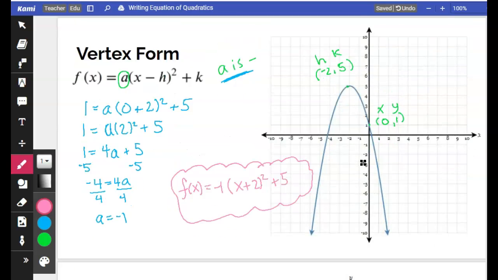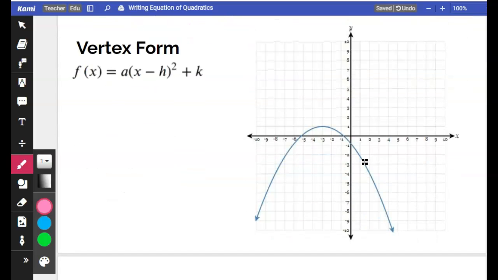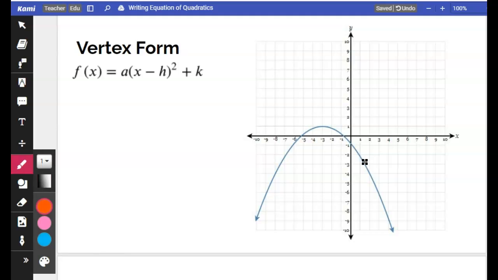All right, one more in vertex form, and then we'll do intercept form. Again, I encourage you to pause the video, try it on your own, and then come back. All right, let's see here. I've got my vertex staring at me right here, negative 3, 1. That's my h, k. I'll use the y-intercept of 0, negative 1 as my random x, y that's on the graph.